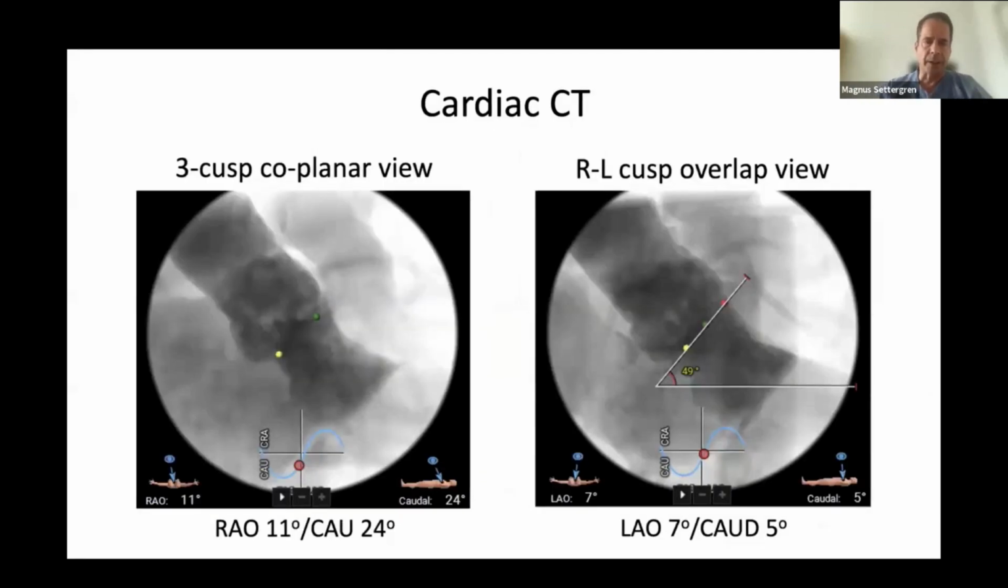So to the left, you have the cusp overlap view, and then you have the three-cusp coplanar view to the right here. And this is both for later for the positioning of the valve, but also to do commissural alignment.